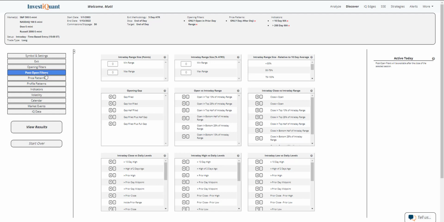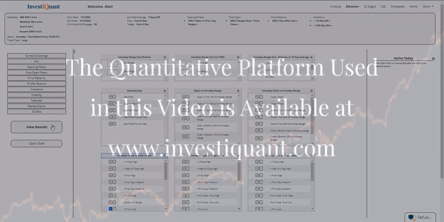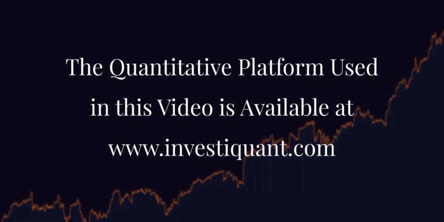So I'm going to add that to the test by going to this intraday close versus daily level. I'm going to hit equals for less than prior day close there, and that's going to mean that the 3 o'clock price is below the closing price from the prior day, which would be the doji day. All right, so that's all I'm going to add here. Let's go ahead and click view results. All right, here we go.